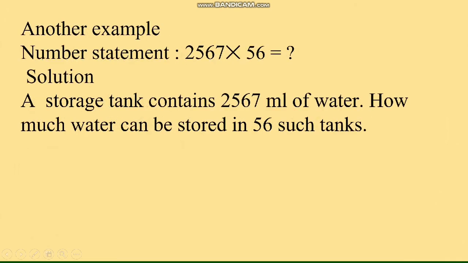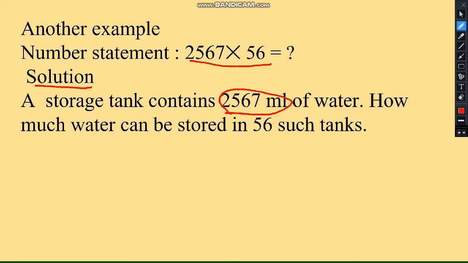Now let us take another example. Now in here what you can see, 2567 multiplied by 56. So for this, what solution did we keep? A storage tank. We have taken an example: a storage tank contains 2567 ml of water. How much water can be stored in 56 such tanks? Again, the value of one I have told, and the value of many others of the same kind you have to find. Here we are talking about the same kind.